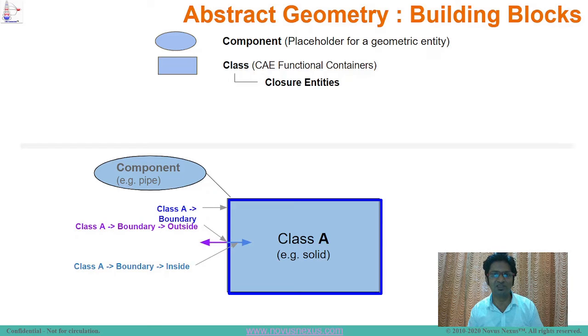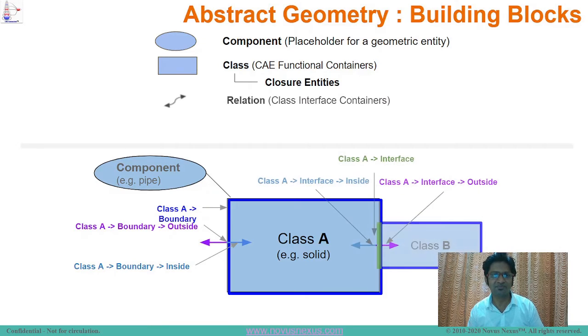Again, we have seen there are closure entities for the classes. So a closure entity, for example a boundary, will have two face uses: one pointing outside the boundary and one pointing inside the boundary. These kinds of closure entities can also be used to set up the physics in the abstract model. If we add any other class, then the common entity between two classes is represented by a relation, and that relation we can again use to set up the physics in the abstract model file.